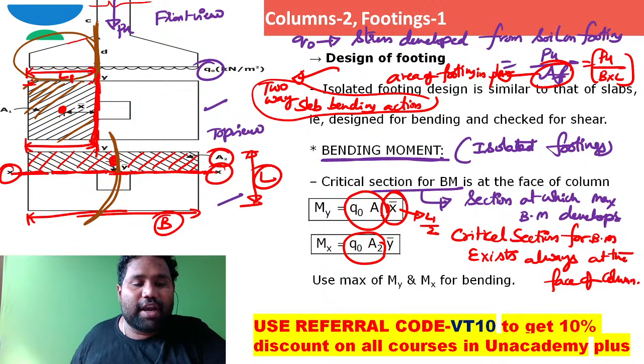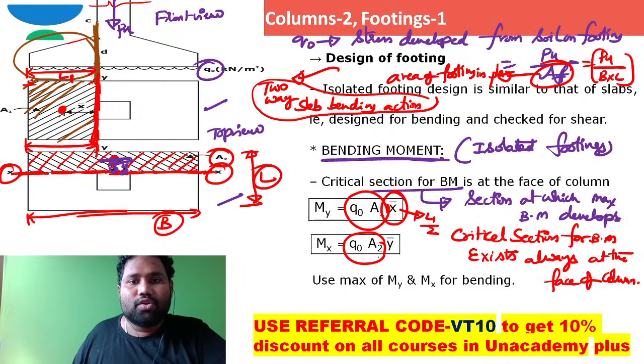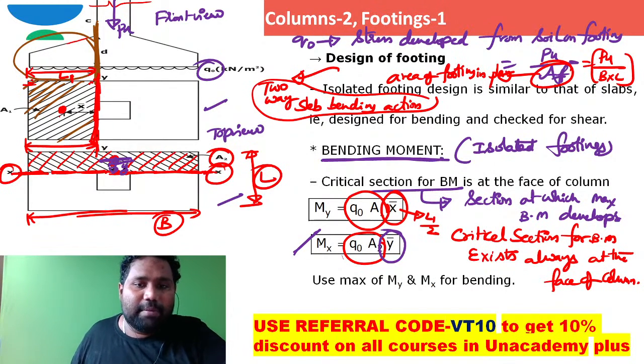Coming to the centroid distance of this hatched portion from this x-axis, it is y bar. So q naught into A2 is the compression force, and this y bar is the lever arm. Force into lever arm will be the bending moment. So you can work out Mx and My.